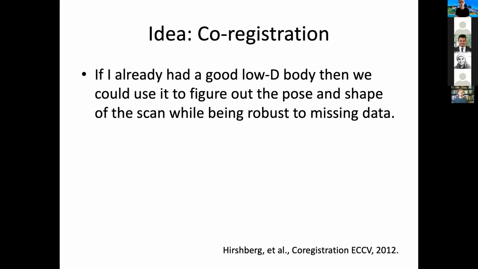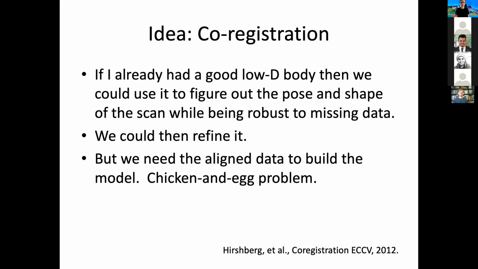So the idea that we used to solve this was something we called co-registration. It appeared at ECCV in 2012. And the idea was, look, if I already had a good body model, this problem would be pretty easy. I'd fit it to the data. I'd use the body to figure out the pose and shape. It'd be robust to missing data. That would be pretty easy. And then we could just refine it by looking at how it deviated from the scan. But the problem is we needed the scan and this alignment to build the model in the first place. So we had a chicken and egg problem.